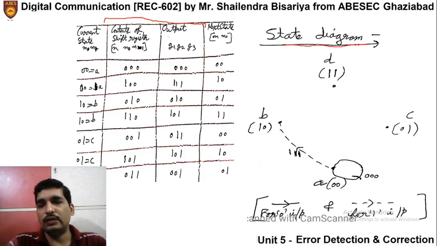So let us say we have four states: A, B, C, and D. A is represented as 00, as we have already defined. B we have defined as 10, C as 01, and D as 11. So we have drawn four dots in the space for the four states A, B, C, and D. Then for zero input, a dark line is represented with an arrow, and for one input, a dotted line is represented with an arrow.